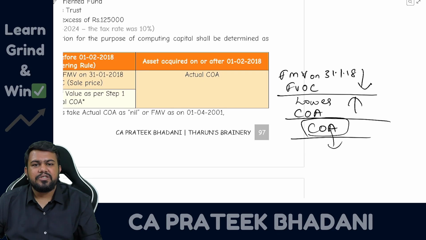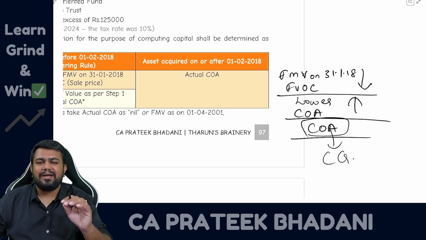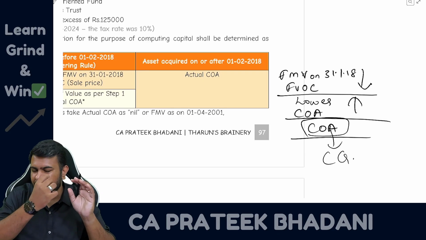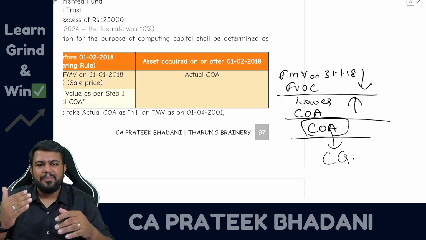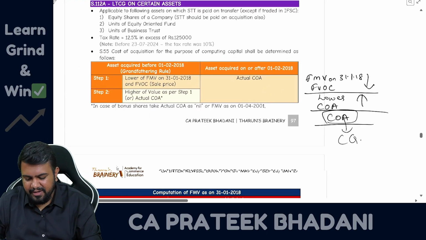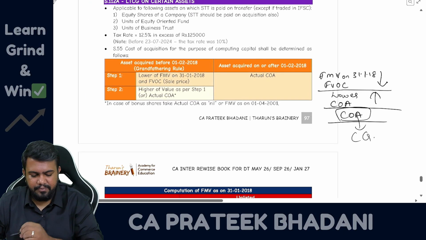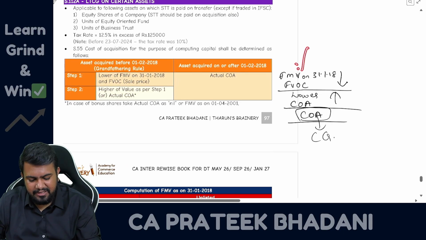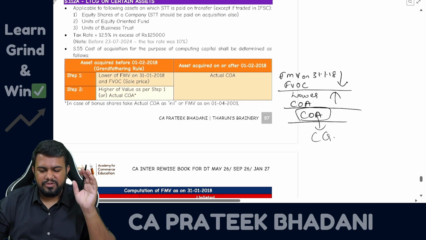This cost of acquisition only you have to use for calculating the capital gain. Be very thorough with this. One question is also there in your material. Make sure to solve that question, and you will be comfortable with the grandfathering calculation. Now let us see how to calculate this fair market value as on 31/1/2018.